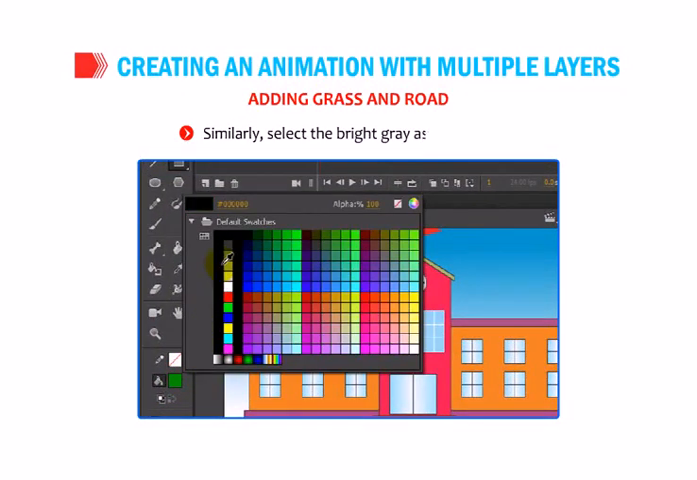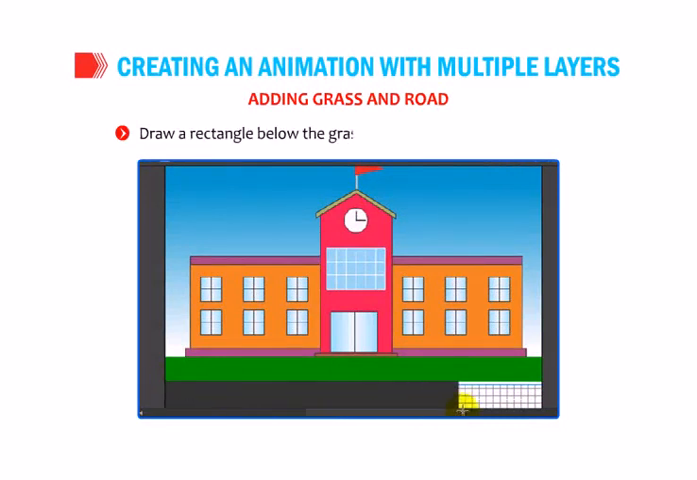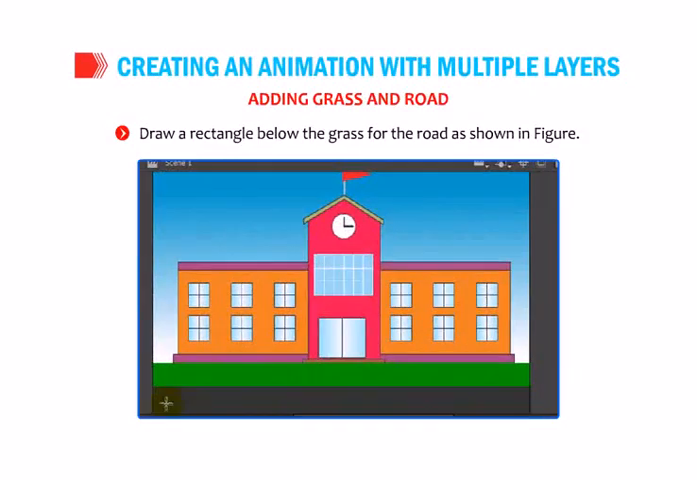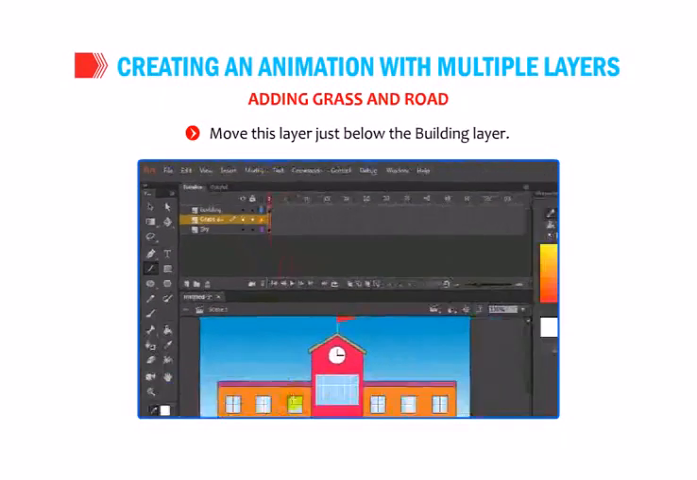Similarly, select the Bright Gray as the fill color. Draw a rectangle below the grass for the road as shown in figure. Move this layer just below the building layer.